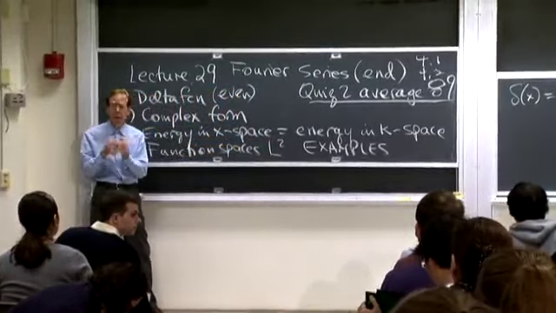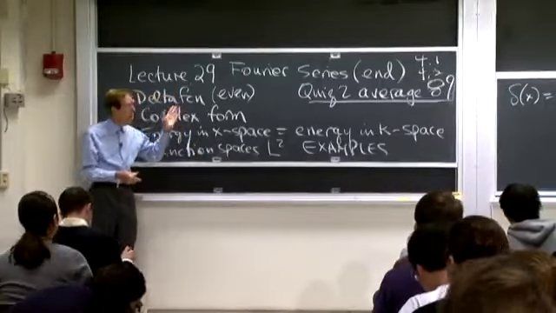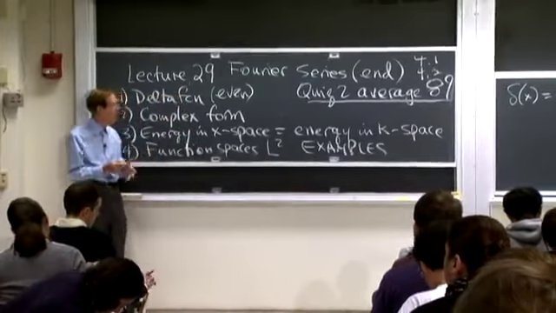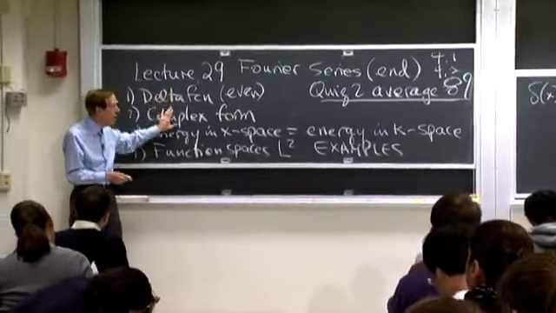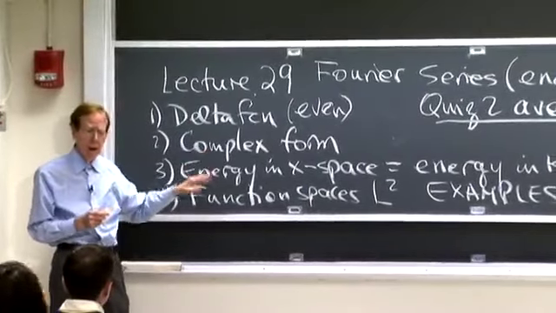Okay, so can I pick up? I made a list of topics last time that were important for 4.1 for Fourier series, and I think these are the remaining entries on the list.